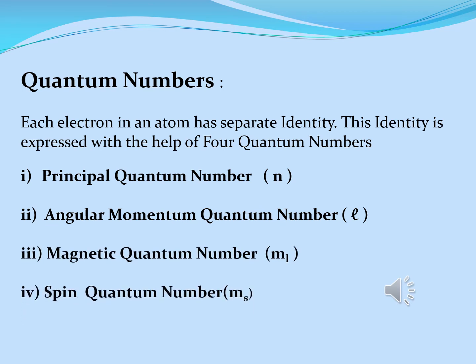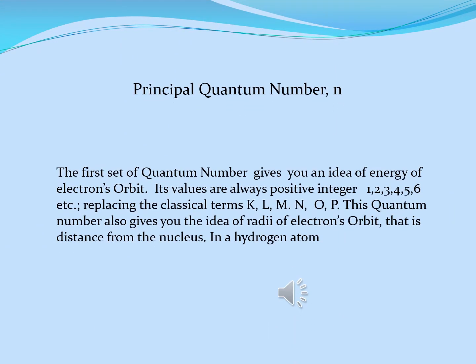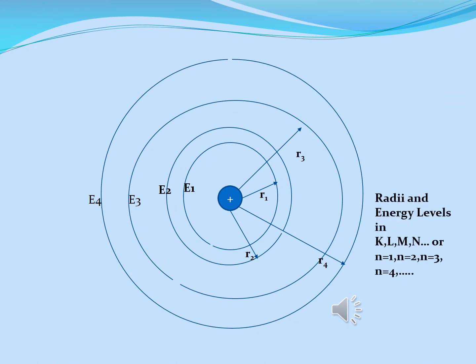You must have an identity of self. Similarly, every electron in an atom has a separate identity with the help of four quantum numbers. The principal quantum number gives you an idea of the energy of the electron's orbit and also gives the radius of the electron's orbit. This is a pictorial diagram showing the radius of the orbit and also its energy.